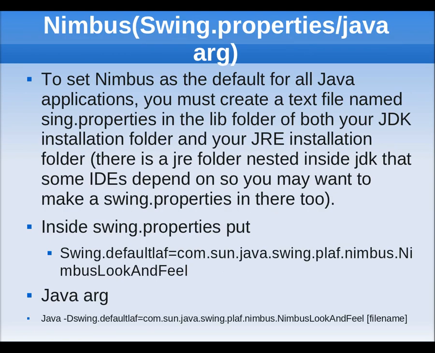The first way that I mentioned was that you can do it as the default for your execution. The way you set Nimbus as your default is there are lib folders in both the JDK and the JRE, the Java Development Kit and the Runtime Environment installation. Both of them have lib folders that you put swing.properties in, and then you put this line right here in there. But one thing to look out for is if you're using an IDE, sometimes they're reliant on the JRE folder that's nested inside the JDK. So you want to put the swing.properties in there too, if you're using some type of IDE that does that.